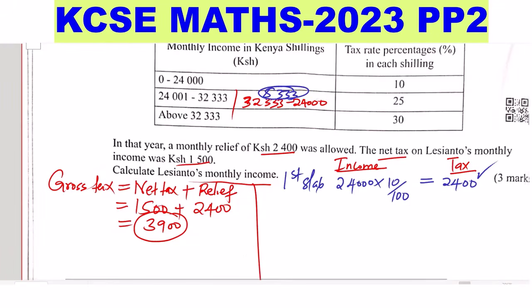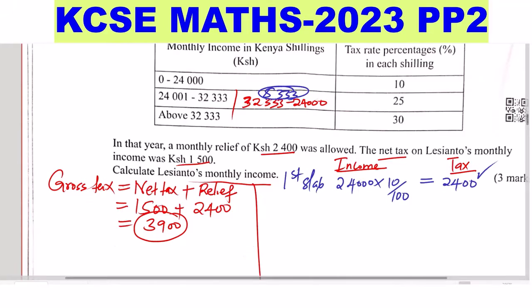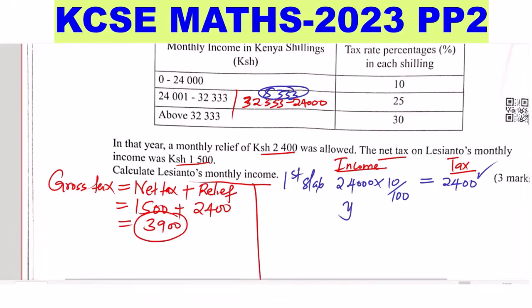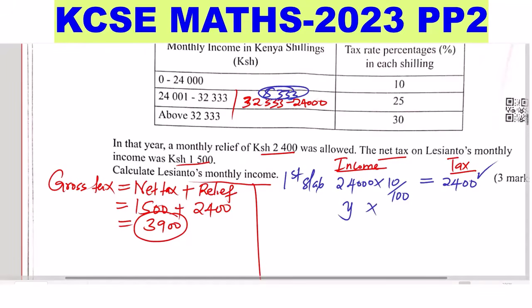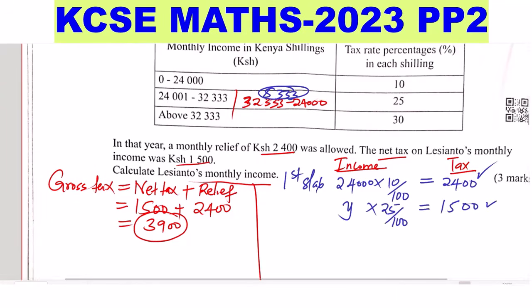It is not the whole amount that is going to be taxed. So since we don't know that amount, we can let that amount in the second slab be represented by y, because it is not the whole amount. 8,333. Then the rate is 25%. And that one should give us 1,500.